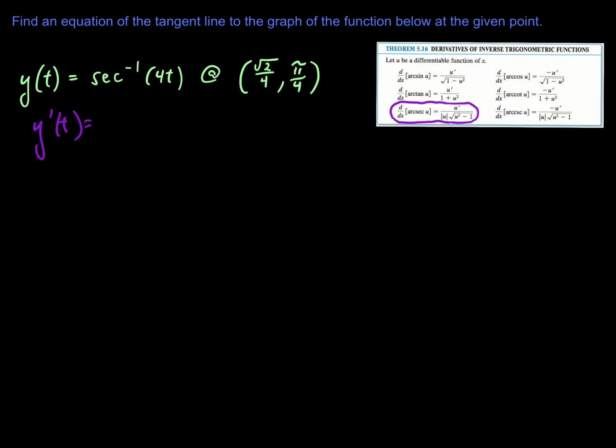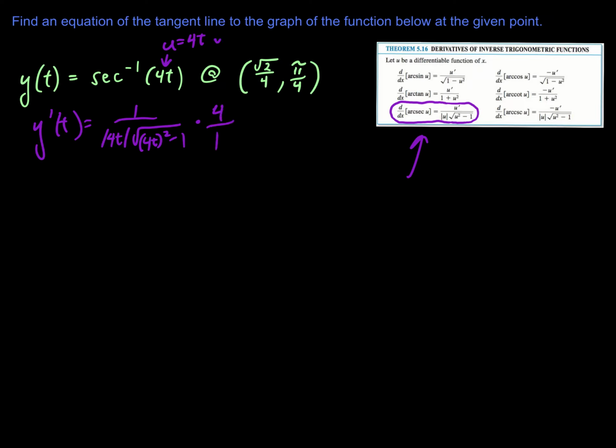Now, arc secant, I have it identified here. Arc secant is 1 over the absolute value of u. Remember what the u value is. In this case our u value is 4t. So I put 4t here. And then I have the square root of u squared minus 1. In this case, my u is 4t. Then we multiply it by the derivative of u, which is 4.